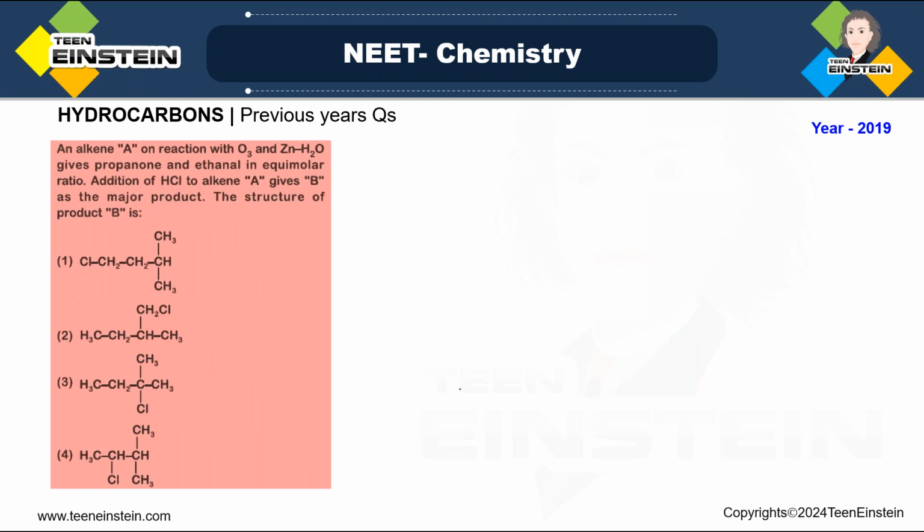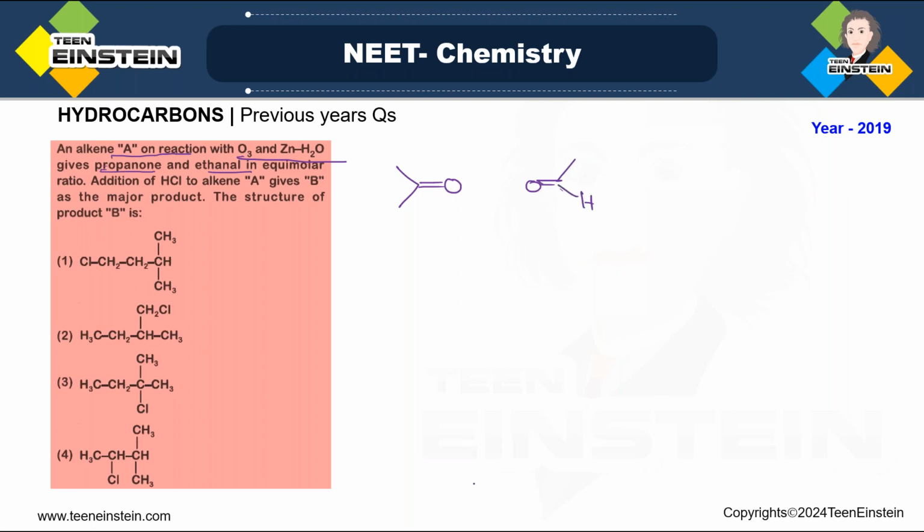And this is the last question we'll solve in today's video. An alkene A on reaction with, this is the ozonolysis reagent, you are getting propanone. Now propanone is this molecule. Another part is ethanal. Now ethanal is in equimolar ratio. Ethanal means a 2-carbon aldehyde. So these are the products you are getting.